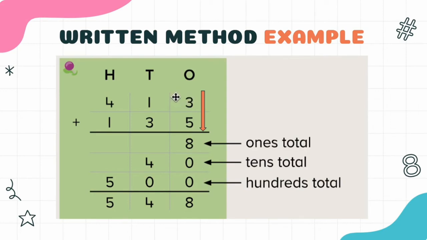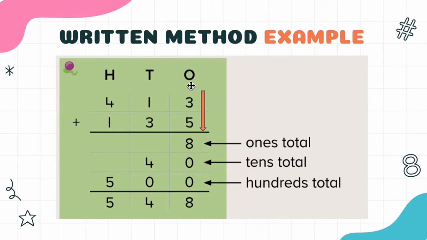Because written method really focuses on place value and making sure students understand what they're adding, whereas in the standard algorithm, we would just kind of go 1 plus 3. In written method, we would say 10 plus 30. So that's why we see it written out like this, to really help students understand why they're adding that. So let's solve this one together.